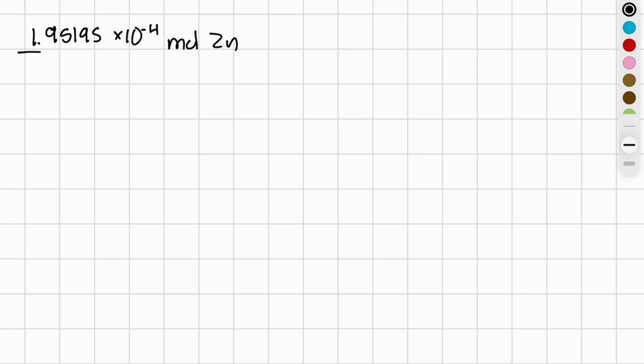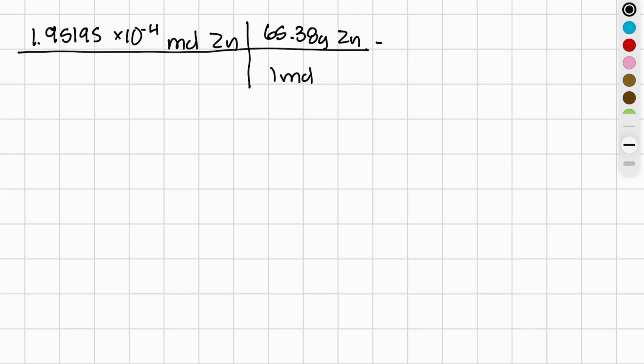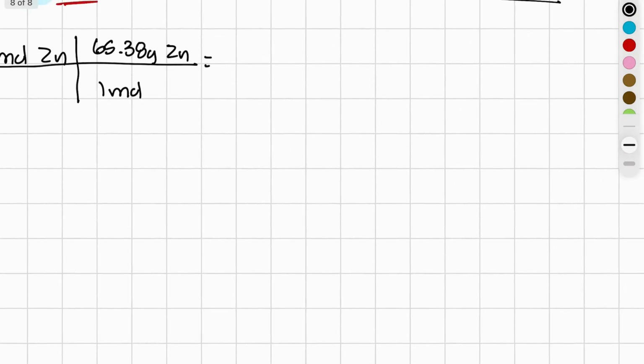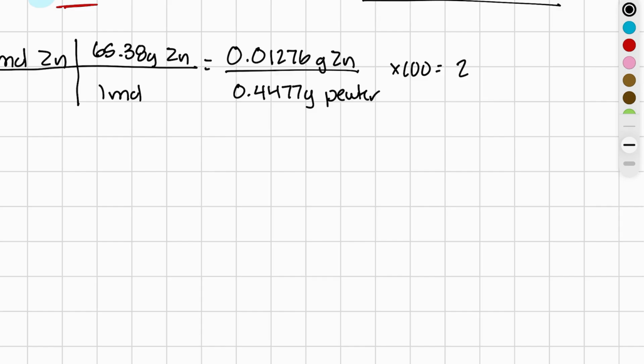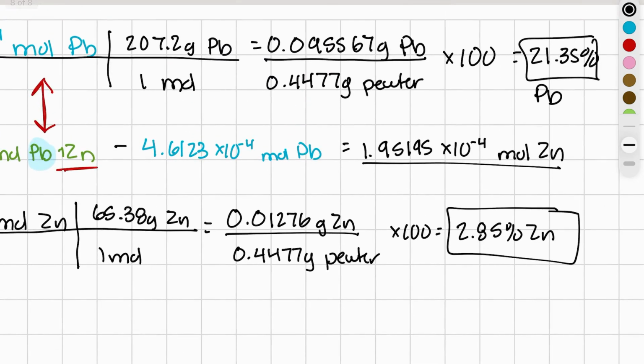Okay, moles of zinc. And from the periodic table, we should get that 65.38 grams of zinc are in 1 mole. So that means we have 0.01276 grams of zinc. Take that over the total, 0.4477 grams of pewter, times 100, and that means I have 2.85% zinc. Great, we've solved a second part of the puzzle.